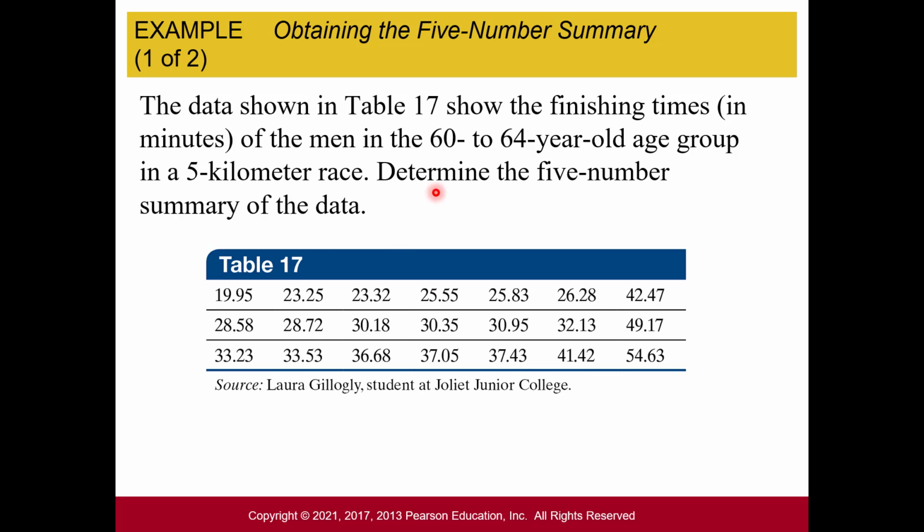The data in this table shows the finishing times in minutes of men in the 60 to 64-year-old age group in a 5-kilometer race. Determine the Five-Number Summary of the data. So we have observations for this event. Let's see if we can get those 5 values.